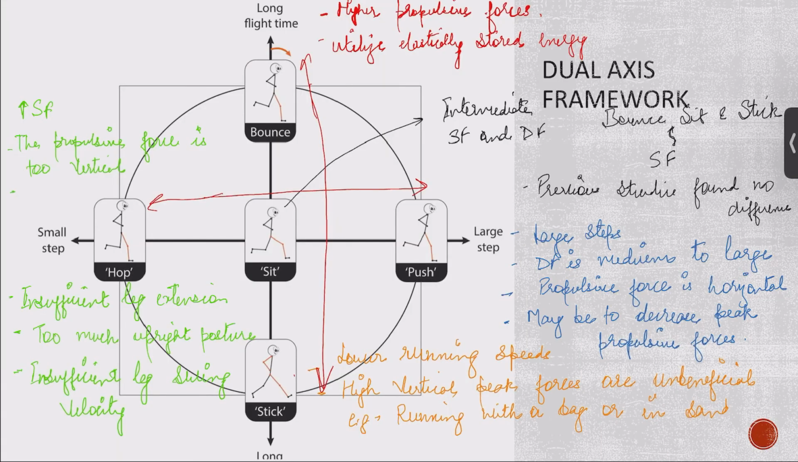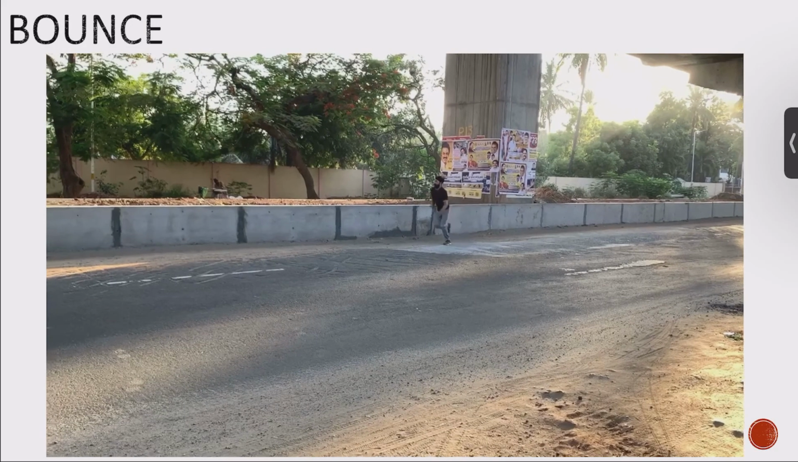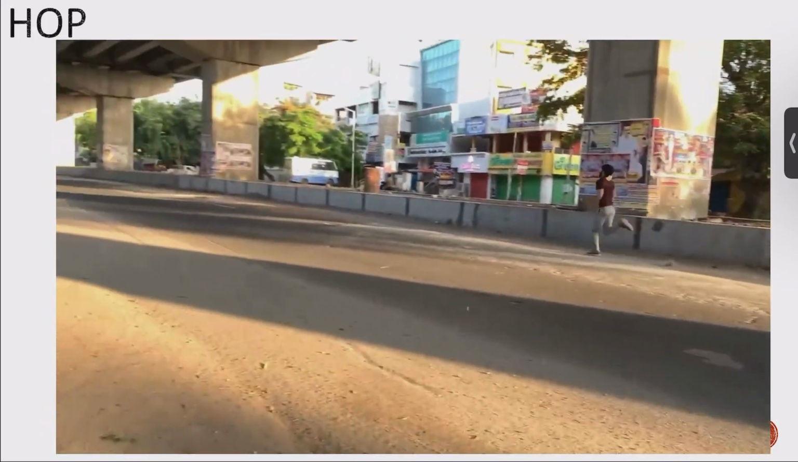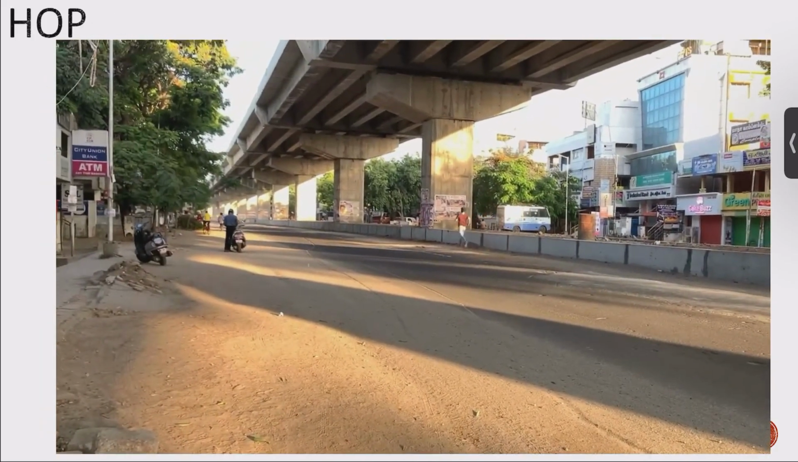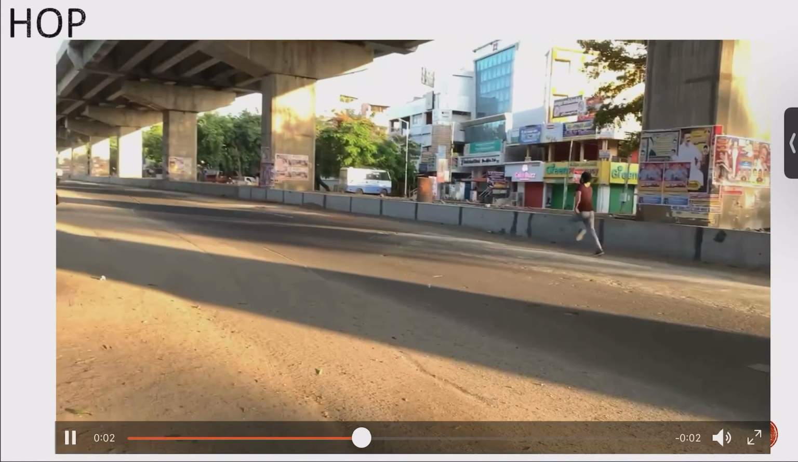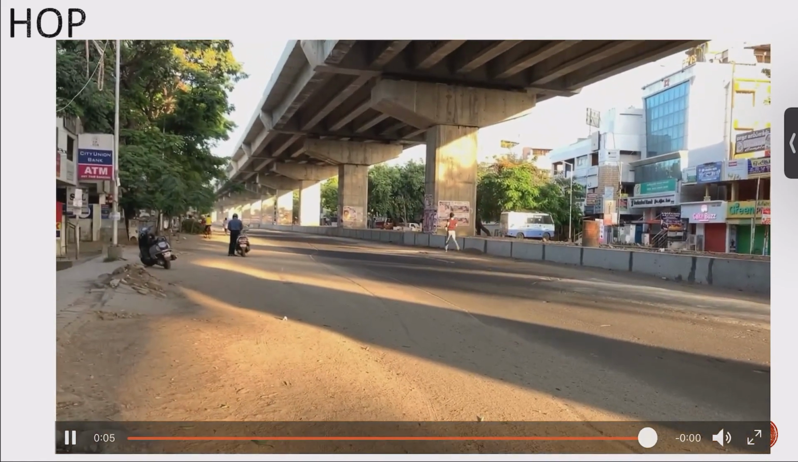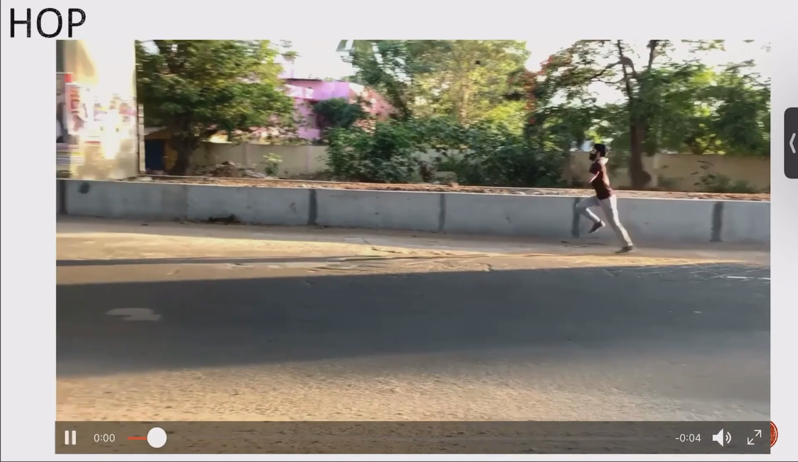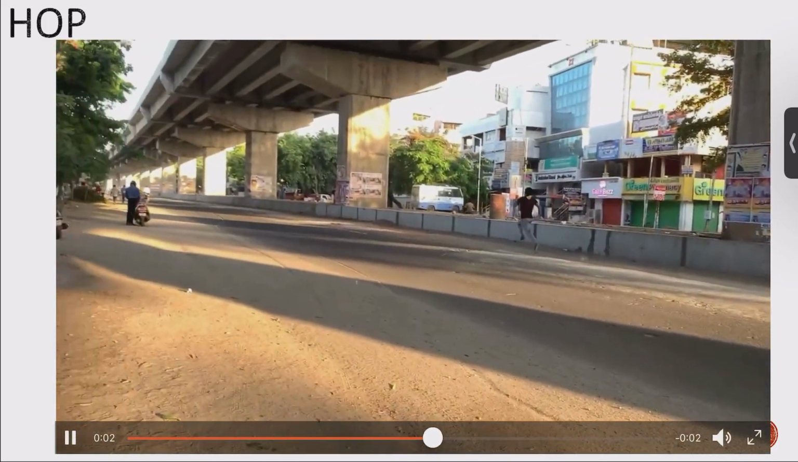Now we will see hop. In hop, the steps are smaller, the leg extension is also less, but there is an increase in step frequency, but there is insufficient leg swing, and the posture is too upright, as we will see now. Here you can see this leg swing is less, these steps are smaller, the step frequency is increased, the step length is decreased. Here the chances of injury are less actually.